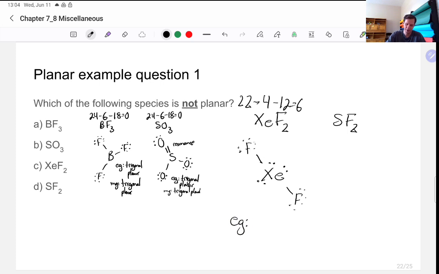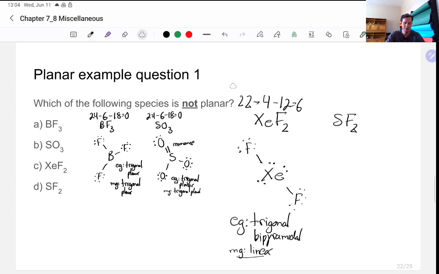Okay, so then we have 1, 2, 3, 4, 5 regions. So this is an electron geometry of trigonal bipyramidal. And then the molecular geometry is going to be linear. So you might say, oh, trigonal bipyramidal, that's not planar. Well, that's the electron geometry, folks, right? So then we have to look at the molecular geometry. The molecular geometry is still linear.